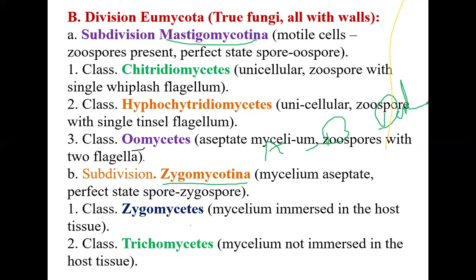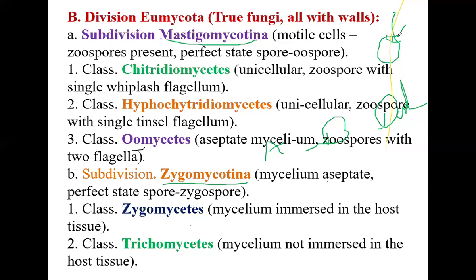What I told you: fungi which have flagella. You see the flagella. Fungi which show motility, movement. Fungi which have zoospores, that means motile spores. Motile spores are grouped in Mastigomycotina.